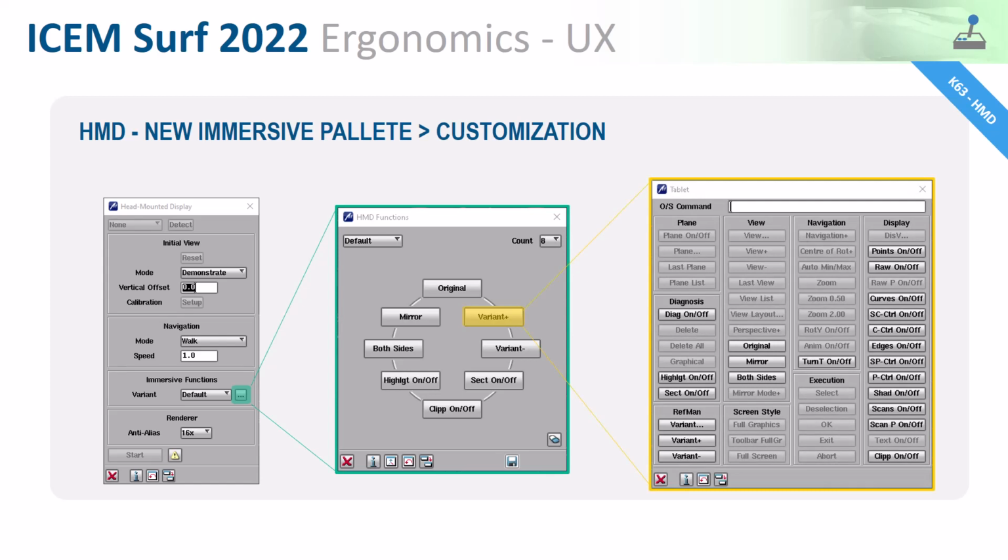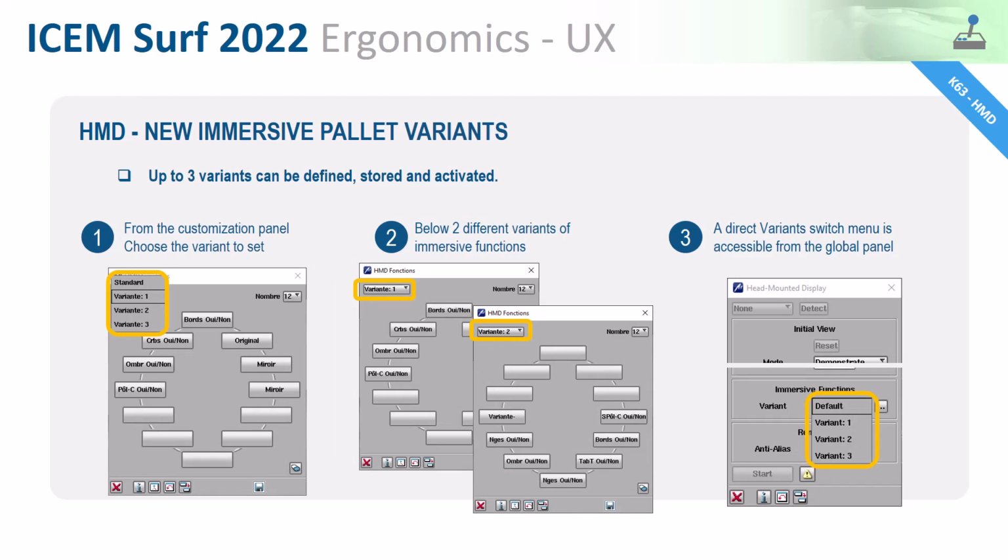You can see that about half of the tablet command buttons can be added to your VR palette. You can also define up to 3 additional variants of the VR palette, but you do need to choose which you want before you start the VR session.